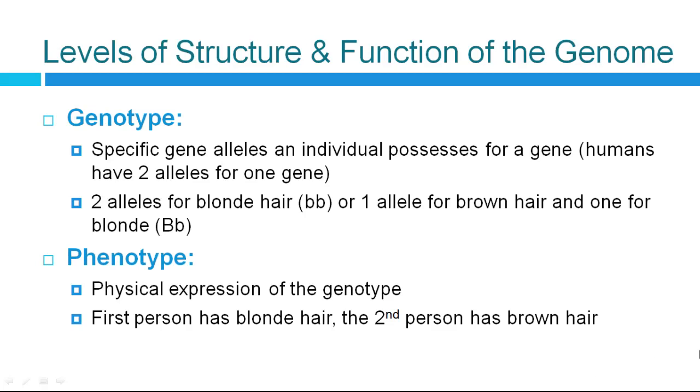The phenotype is the physical expression of that genotype. We often use an example with color or shape because that helps us physically see it, but it's not always that clear cut. In this case, the phenotype would be the person with 2 alleles for blonde hair will have blonde hair. The person that has 2 alleles for blonde and then brown ends up phenotypically looking like brown hair. But that person could pass on the blonde allele and have a baby with blonde hair.